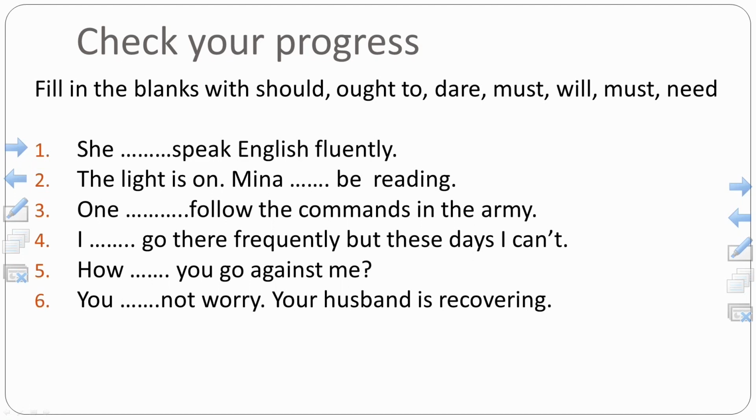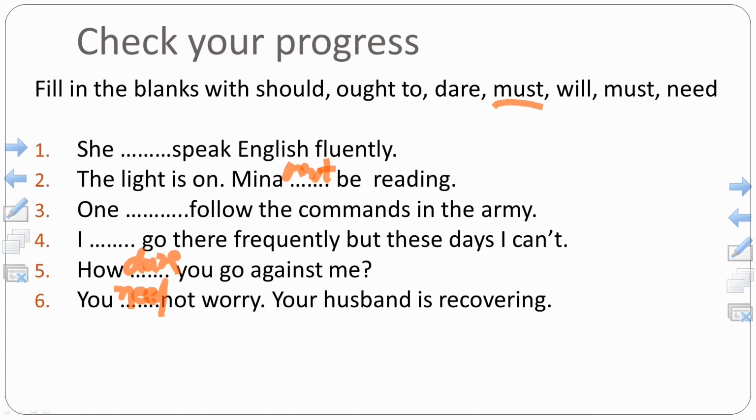So for example, if you look at the first one, it shows capability. It means she can. Just look at the second one first. The light is on, Meena must be reading. Then the third is: one should follow the commands in the army. How dare you go against me. In the end, you need not worry, your husband is recovering. You need not worry.